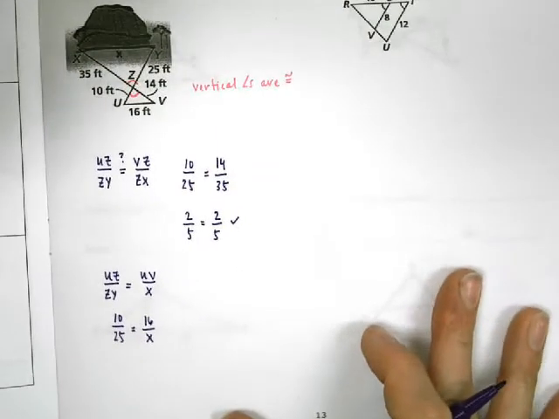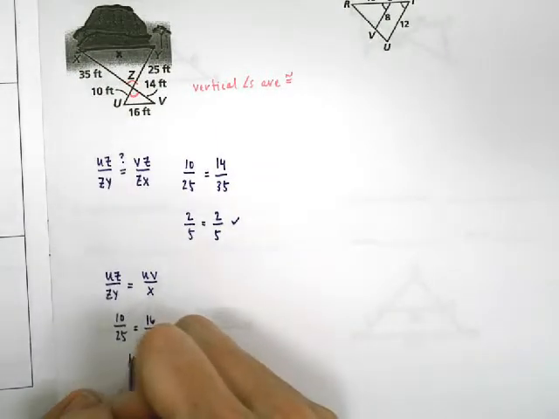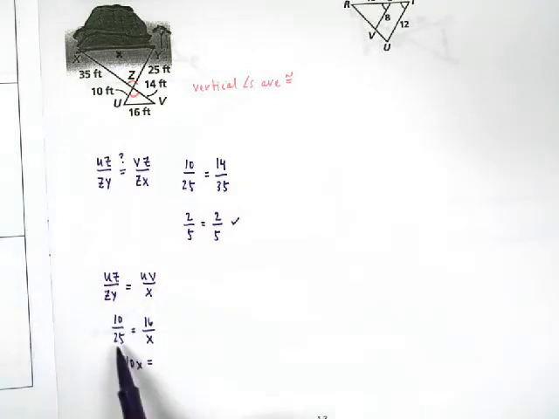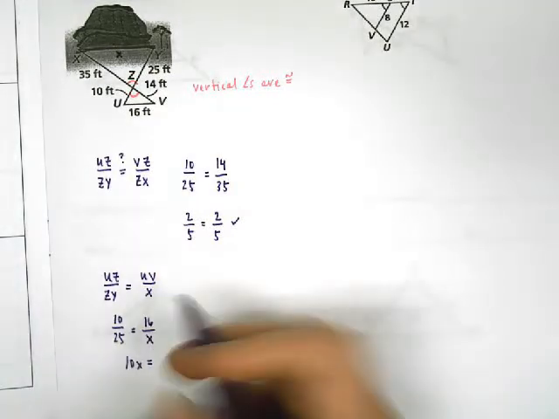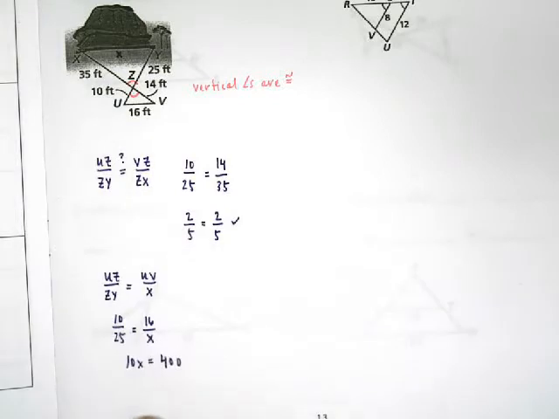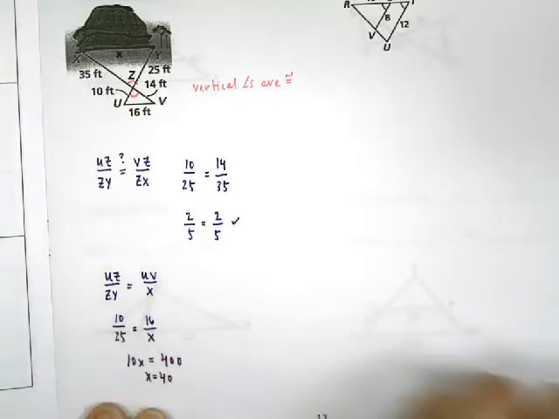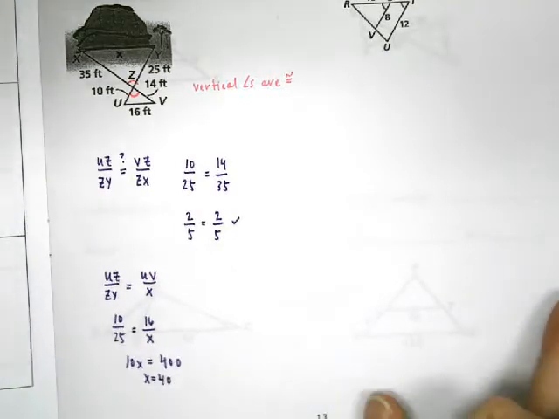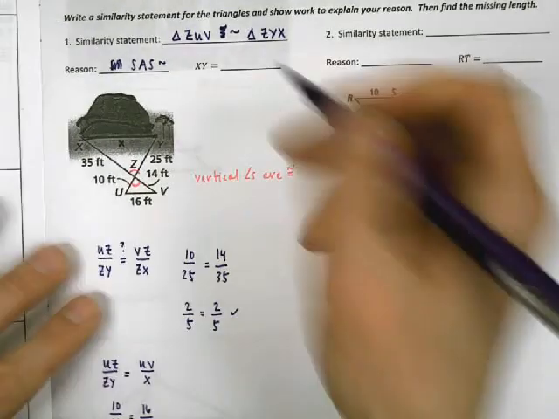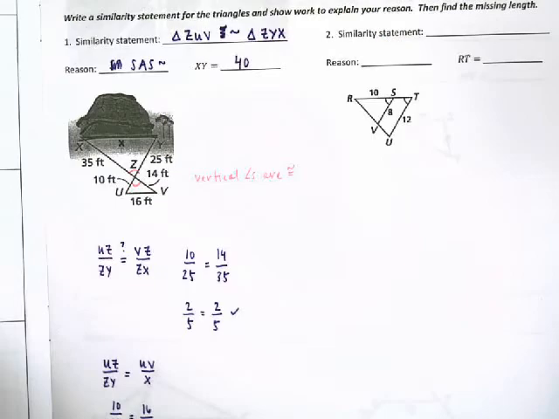So I'm just going to solve this by cross multiplying. So I get 10X is equal to, let's see, 25 times 4 is 100, times 4 is 400. So if I divide by 10, I get X is equal to 40. So X is my missing side, so XY, that length, is equal to 40. So again, there's nothing really new here. We're just putting it all together. Okay, let's look at the next one.